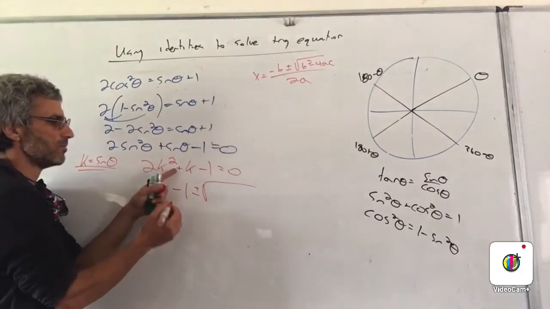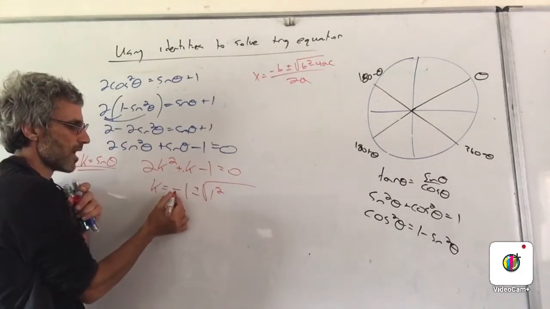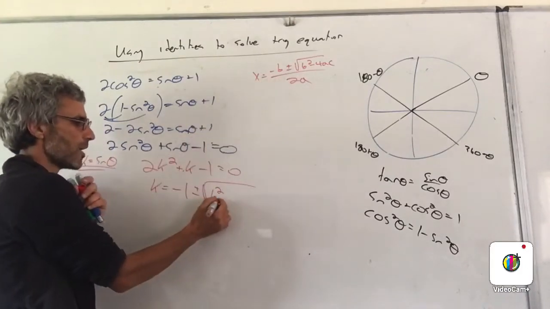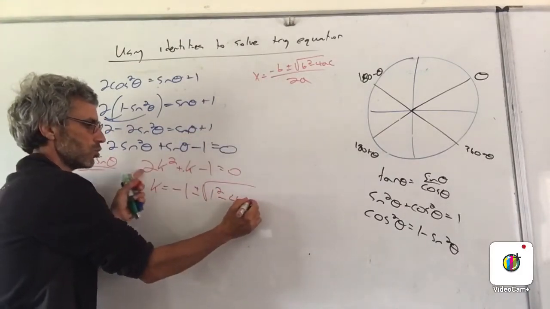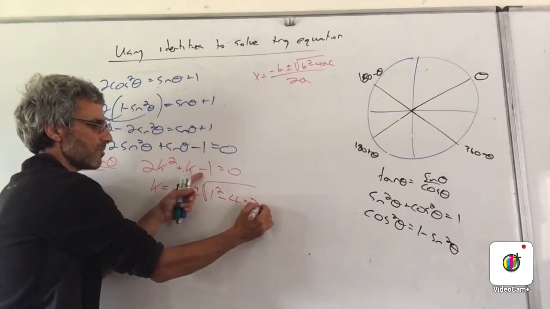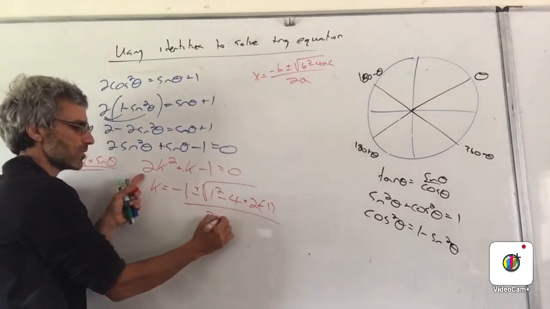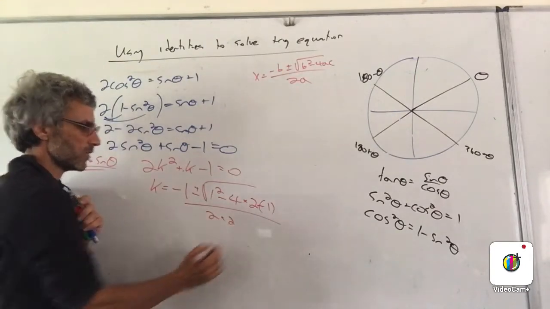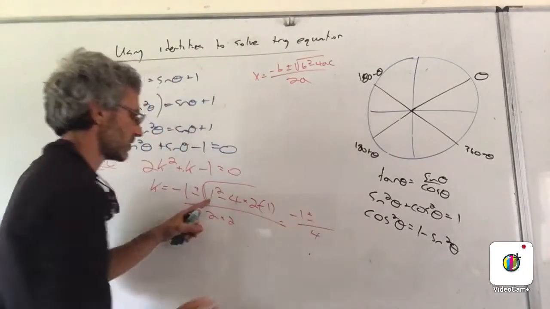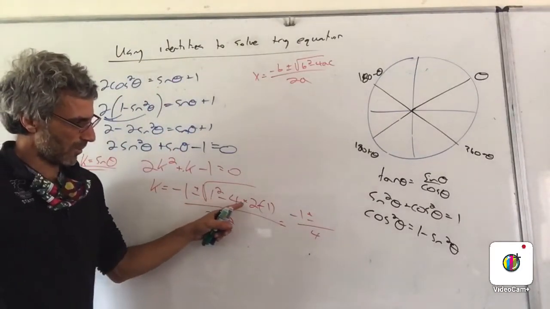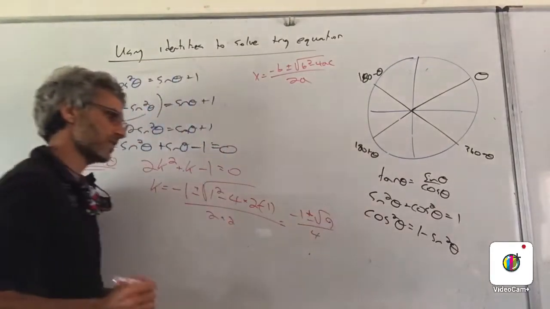What is b squared? 1 squared, it's not minus 1, that was minus b. 1 squared minus 4 times a, what is a? 2, times c, which is minus 1, over 2a, which is 2 times 2. So k is equal to minus 1 over 4, plus or minus the square root of 1 plus 8, which is the square root of 9. Convince yourself you're happy with that.